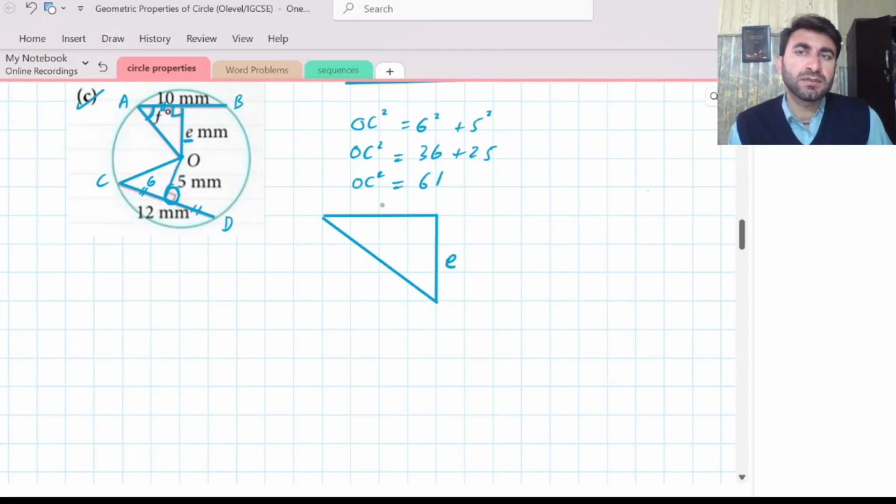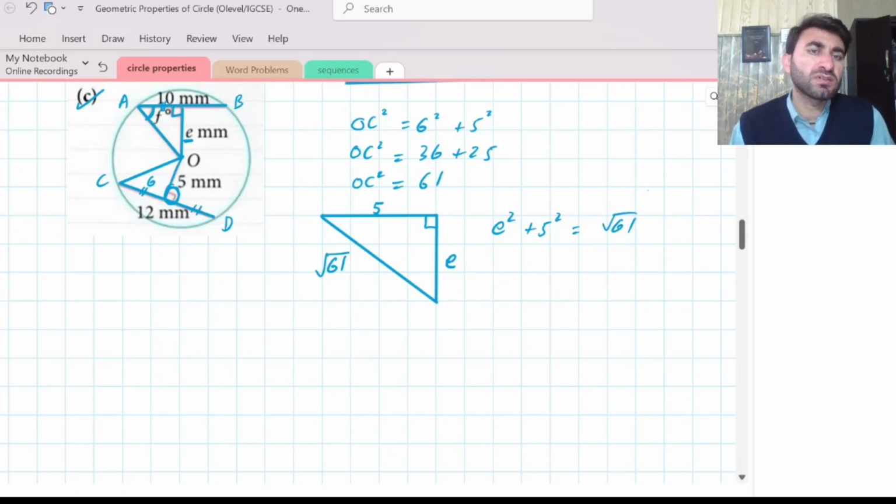This side is E, this side is 5 millimeters, while here it is the square root of 61, because OC squared was 61, so OC will be the square root of 61. So we can again use the Pythagorean theorem because it is a right angle triangle. So it will become E squared plus 5 squared equals the square root of 61 squared, and we know it will cancel the square root. So E squared shall become 61 minus 25, which is definitely 36. So E is 6 millimeters. So that is the value of E.